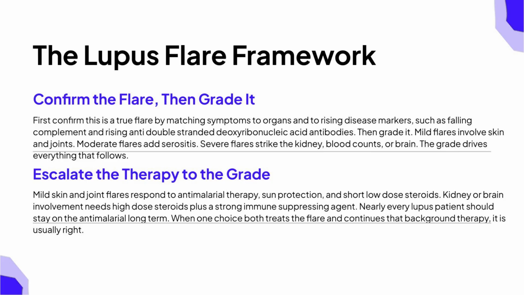Second, escalate the therapy to the grade. Mild skin and joint flares respond to anti-malarial therapy, sun protection, and a short course of low-dose steroids, while kidney or brain involvement needs high-dose steroids plus a strong immune-suppressing agent. Remember that nearly every lupus patient should stay on the anti-malarial long-term. So when one choice both treats the flare and continues that background therapy, it is usually the right one.